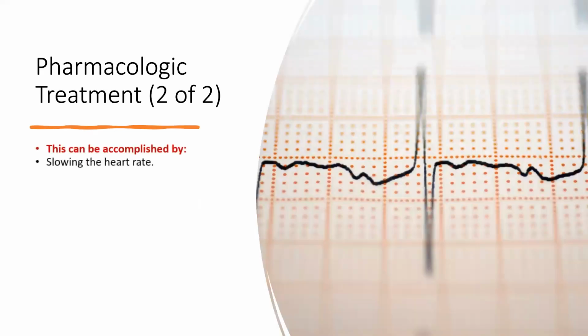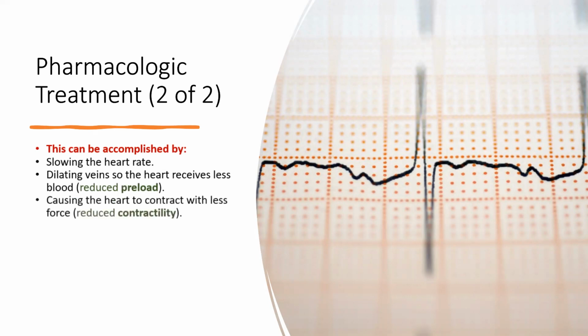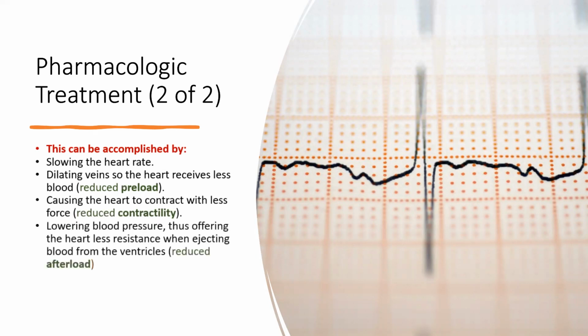And this can be accomplished by, we have to slow the heart rate, dilate the veins so the heart receives less blood. That is, we have to reduce the preload of the heart. We have to cause the heart to contract with less force, meaning we have to reduce the contractility of the heart. And we have to lower the blood pressure, thus offering the heart less resistance when ejecting the blood from the ventricles, reduce the afterload.